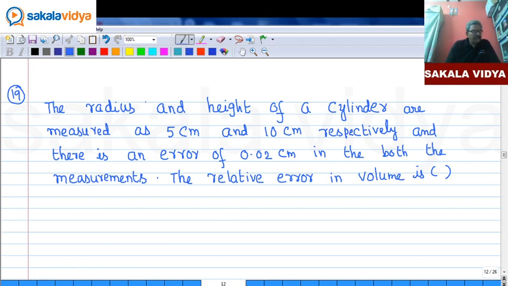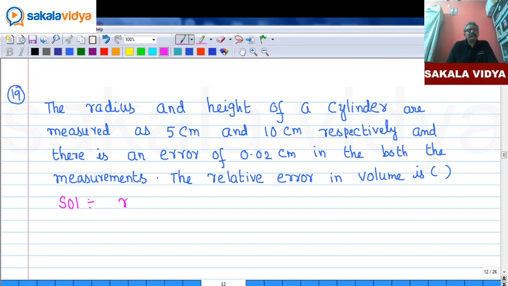Okay, first, yes, this question was already completed, right? Correct. There actually percentage error was asked, here it is relative error. So let us solve it now. Options are not required. Let us see the solution.